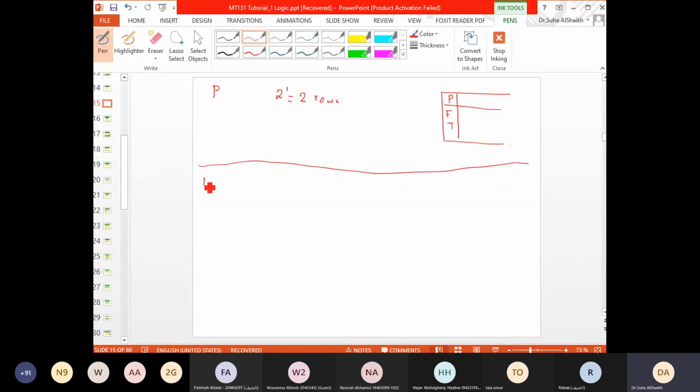الحين لما يكون عندي P و Q. How many of them I have? 2. So it's gonna be 2. شايفين الشاشة صح ولا قاعد يقطع معاكم؟ This equal to 4.